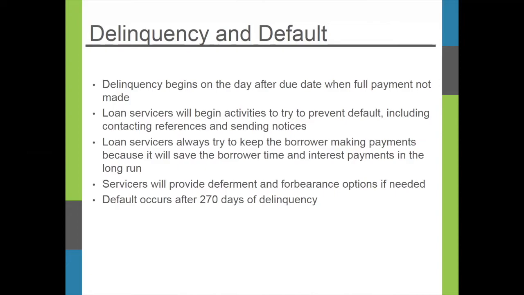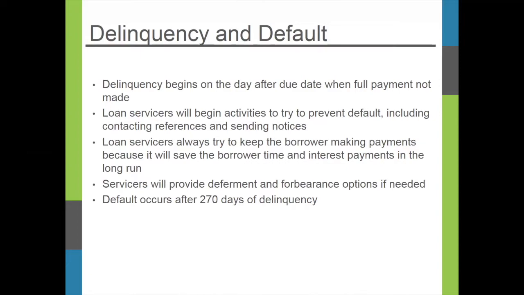So delinquency begins on the day after your due date when full payment is not made. You need to know that. So you become delinquent on your loan. If your loan was due today, which is September 21st, and you do not make a payment on September 21st, when September 22nd comes, you are officially delinquent on your student loan. So it always begins the day after. So when September 22nd comes tomorrow, if you did not make a payment, you are officially 1 day delinquent on your student loan.